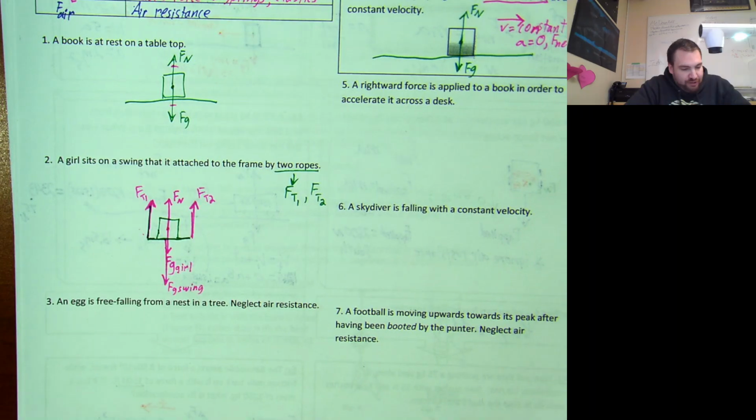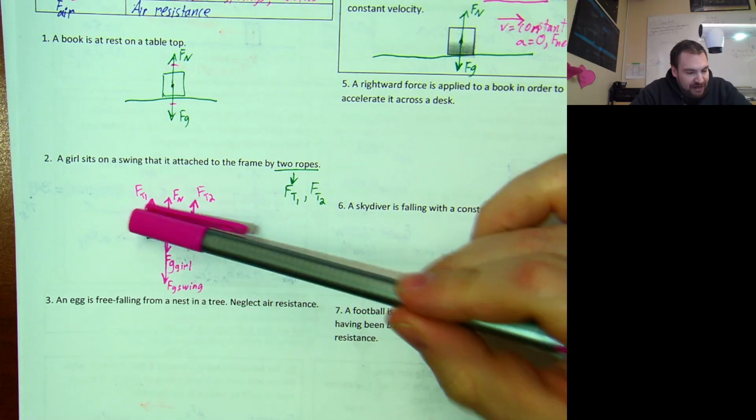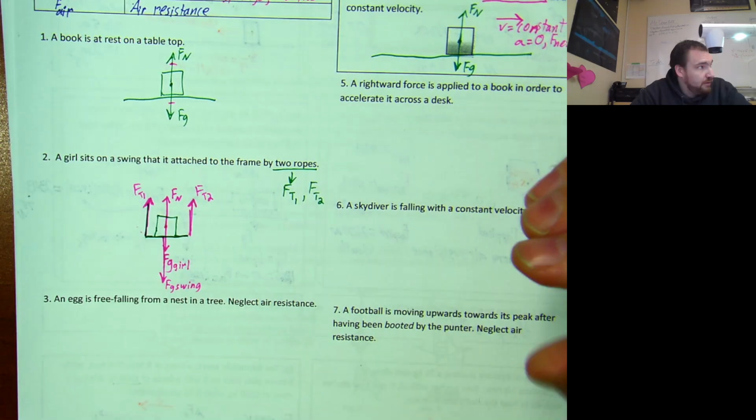So you asked a good question. So FG girl is going to be equal to what other force here? Fn. The weight of the girl is going to be equal to the normal force acting up on her. She's not flying up into the air. She's not sinking downwards. So these two have to be balanced, Fn and Fg. Then these two tensions, what do these two tensions have to be? Added together is going to equal the swing seat and the girl.